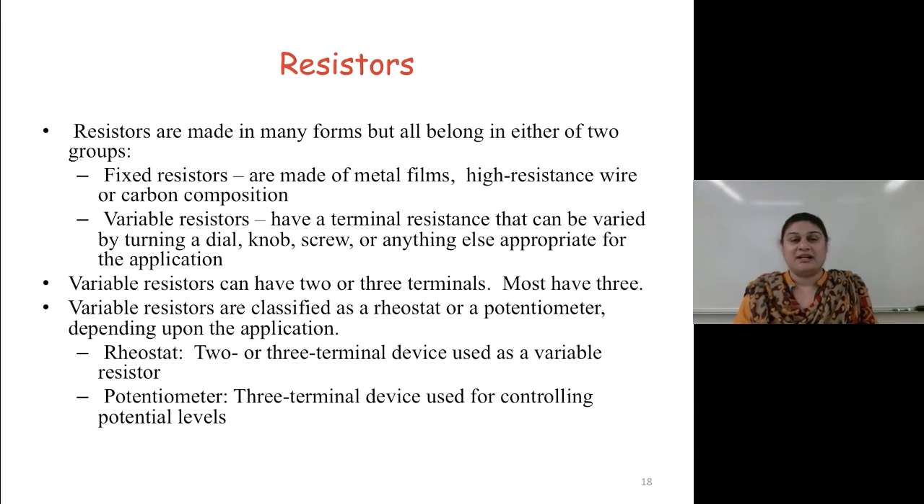Resistors are generally made in many forms, but they all belong to one of two groups: either they are fixed resistors or they are variable resistors. Fixed resistors are made out of metal films, high resistance wire, or carbon composition. Variable resistors have a terminal resistance that can be varied by turning a knob, dial, screw, or anything else appropriate for the application. Variable resistors can have 2 or 3 terminals. Most have 3. Variable resistors are classified as rheostats or potentiometers.